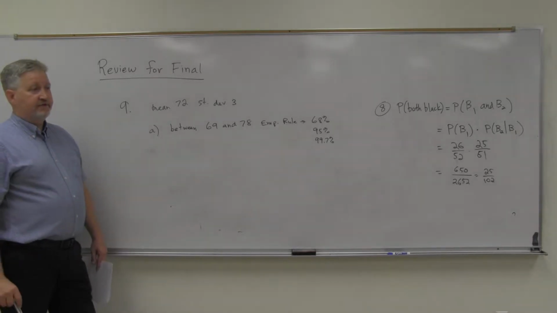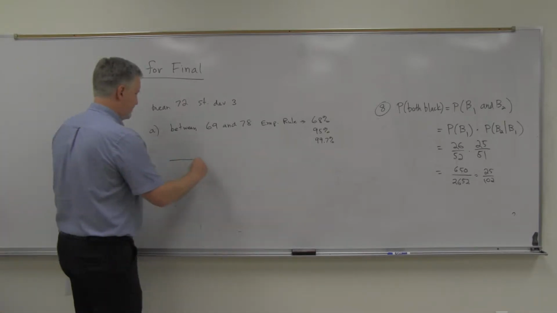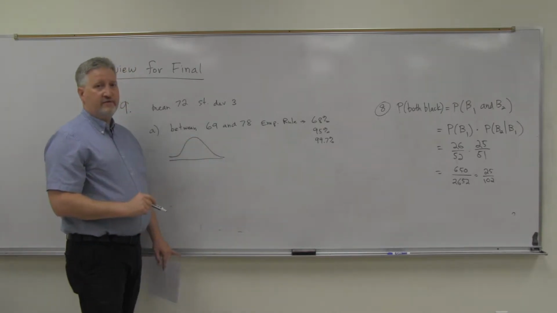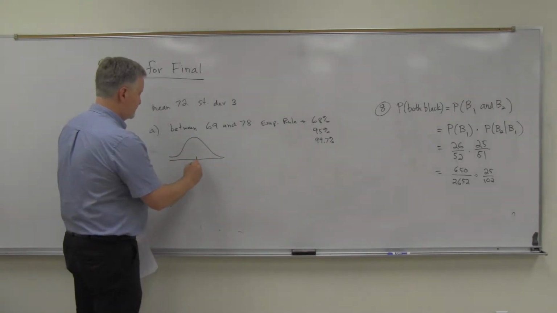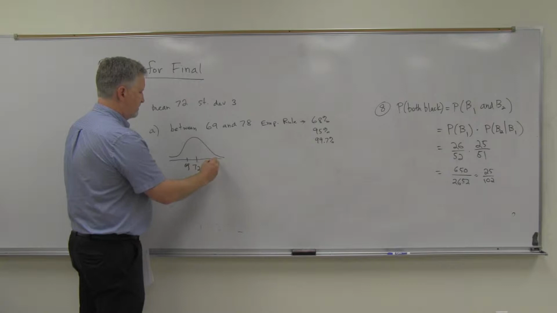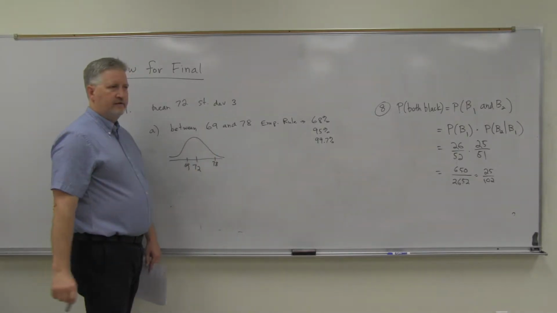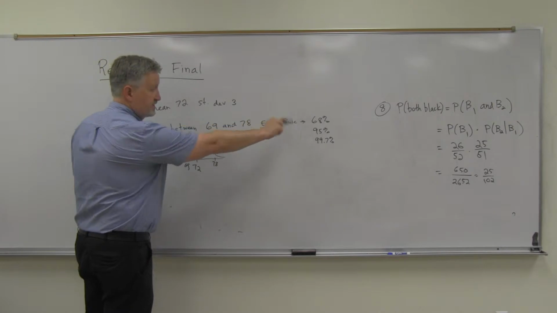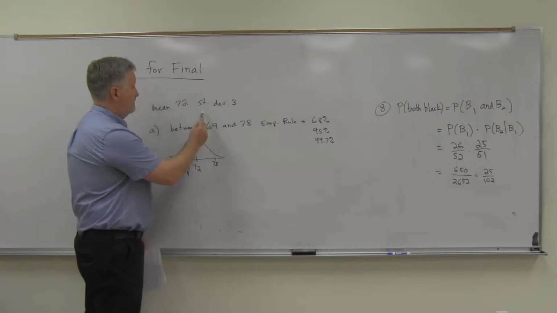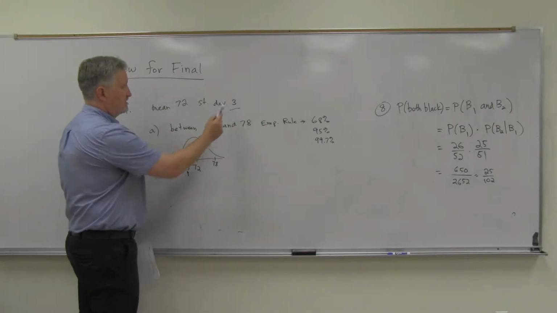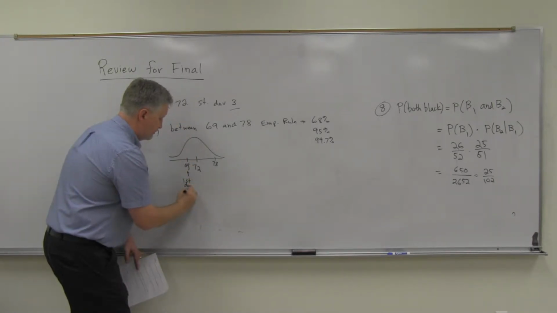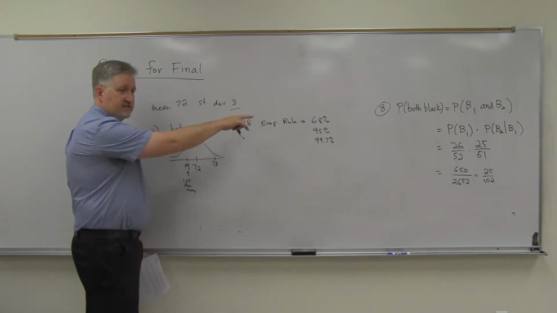I think it always helps to draw the picture. Let's draw the picture. Normal distribution, so that's the bell-shaped curve. What goes right in the middle? Mean, 72. So 69 would be down here, and then 78 a little further out there. And then on the percentages here, they're based on how many standard deviations you are away. So to get to 69, a standard deviation is 3, so that's one standard deviation away. And so that's the 68%.